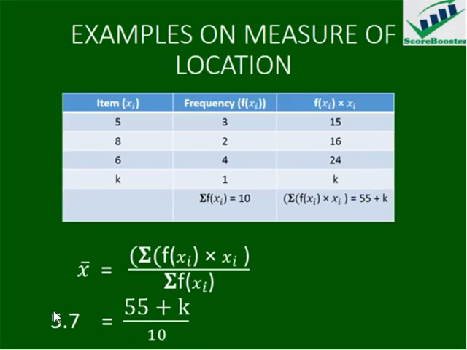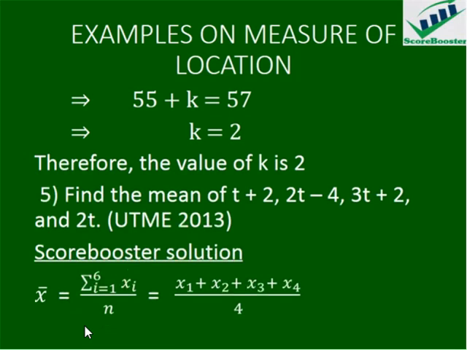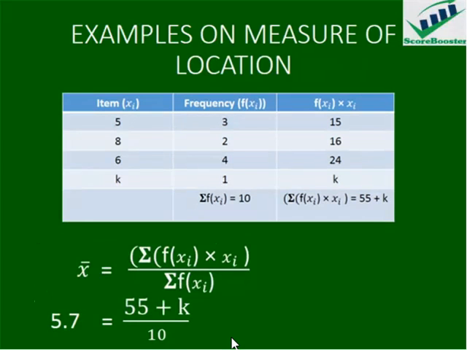So now we can cross multiply. This 10 will go here and multiply the 5.7. So we have 5.7 multiplied by 10 will give 57 equals 55 plus k. So we collect like terms. This 55 will come to this side, we have minus 55. So k will be equal to 57 minus 55, which is 2. Therefore the value of k is 2.